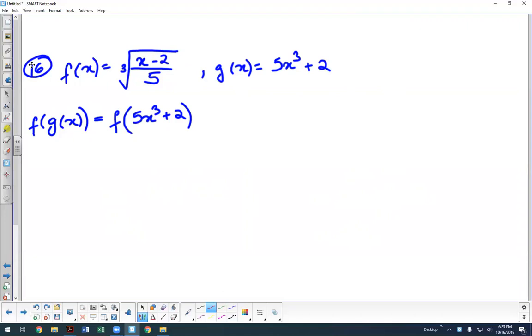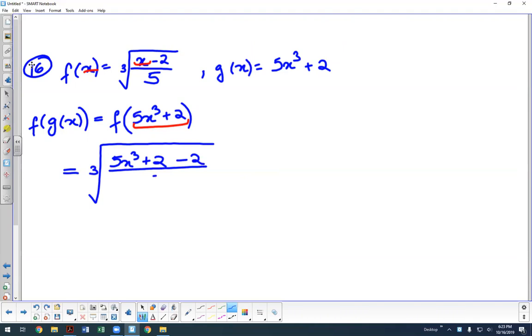That means everywhere in the x function, we are going to replace it with the 5x to the third plus 2. So this will actually be cube root of 5x to the third plus 2. This is replacing our x. Then we have the minus 2 at the end. And the entire thing divided by 5.